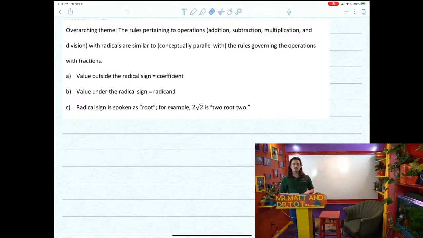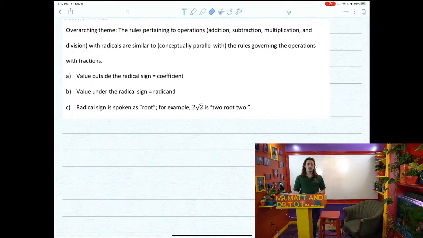So the overarching rule here, remember that an easy way of remembering the rules pertaining to the operations of radicals is relating them to the operations of fractions. When we want to add or subtract fractions, we need a common denominator. Once we get a common denominator, we keep the denominator and add or subtract the numerators. With radicals, it's somewhat similar. We need common radicands in order to add or subtract radicals. So once we have a common radicand, we keep the radicand, and add or subtract the coefficients.